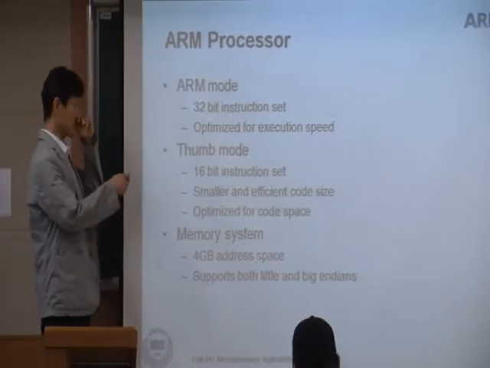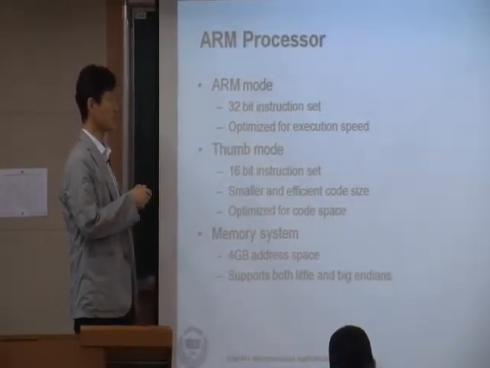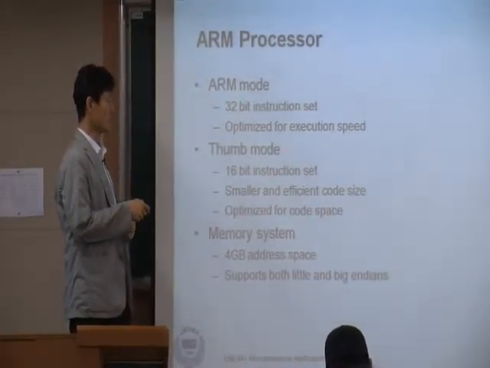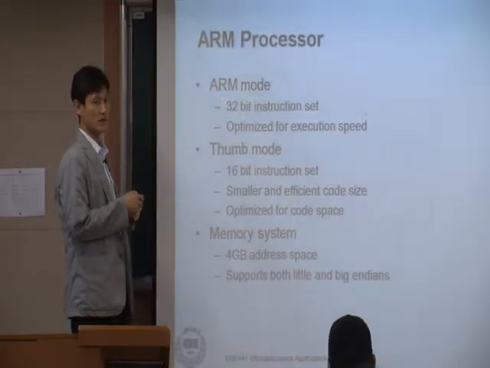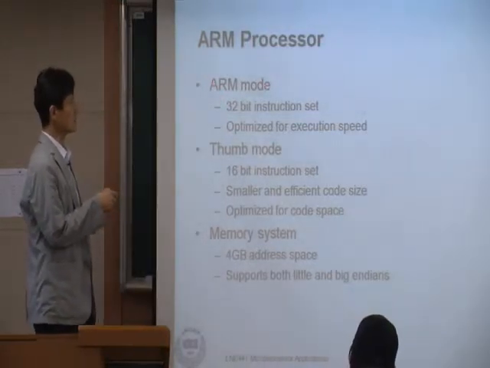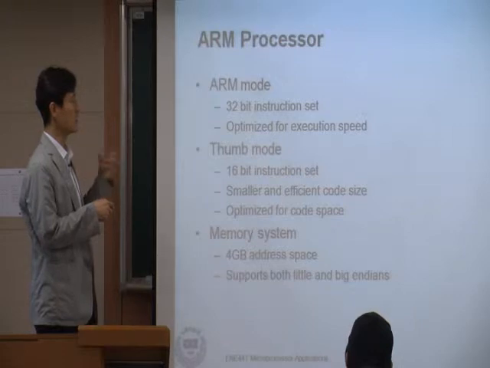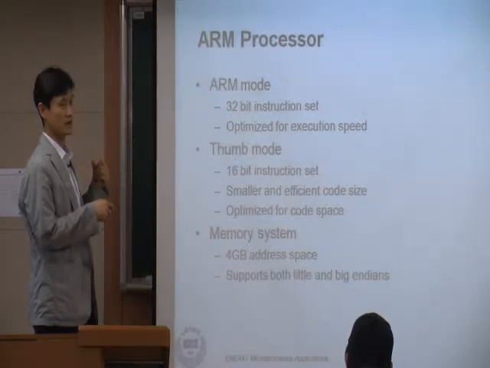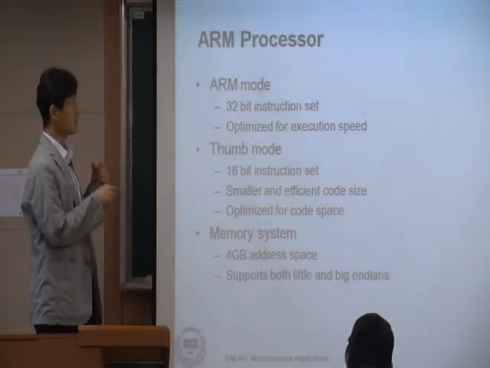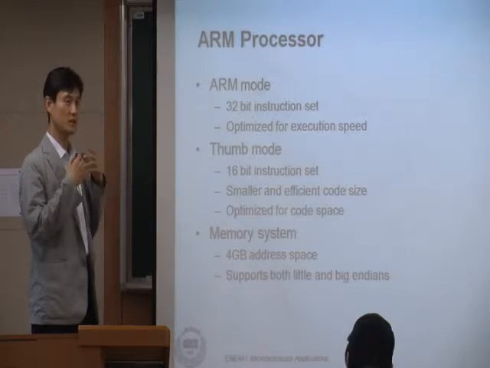In ARM processor, there are two different modes: thumb mode and ARM mode. In ARM mode, this processor basically behaves as a 32-bit processor. This is actually a 32-bit processor.